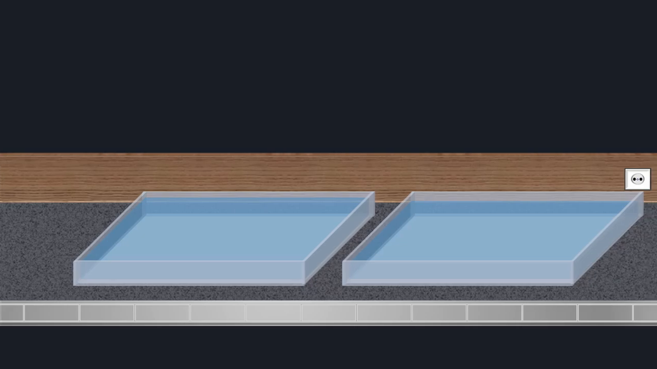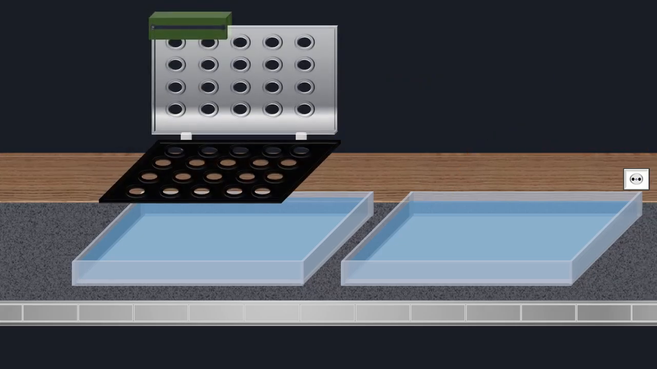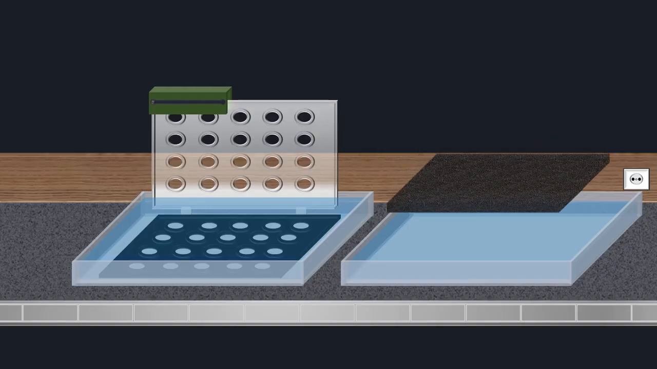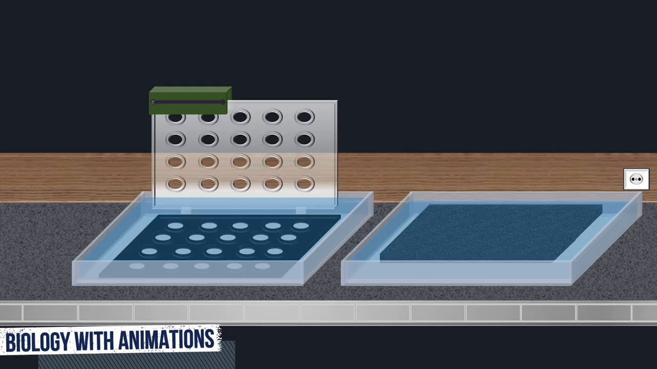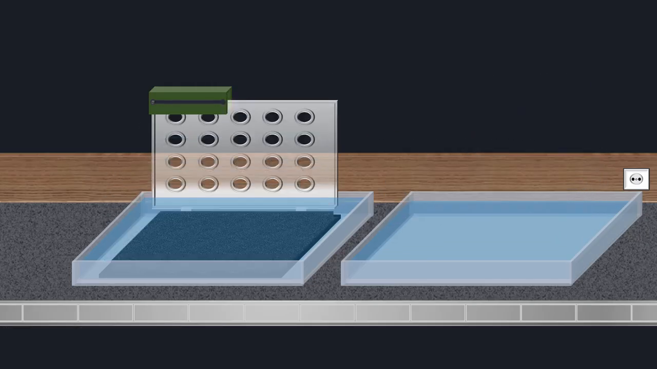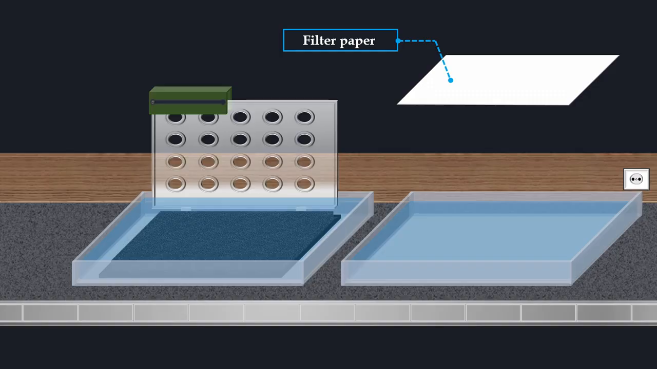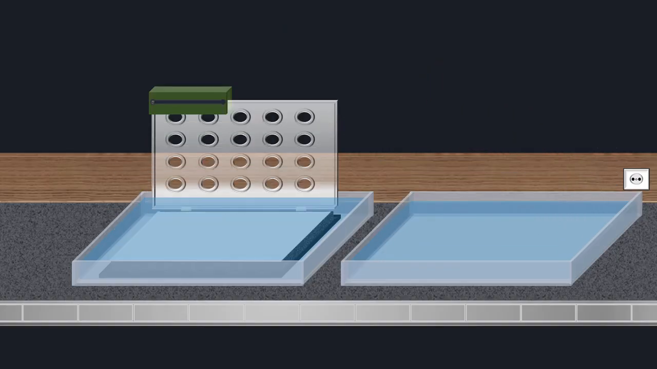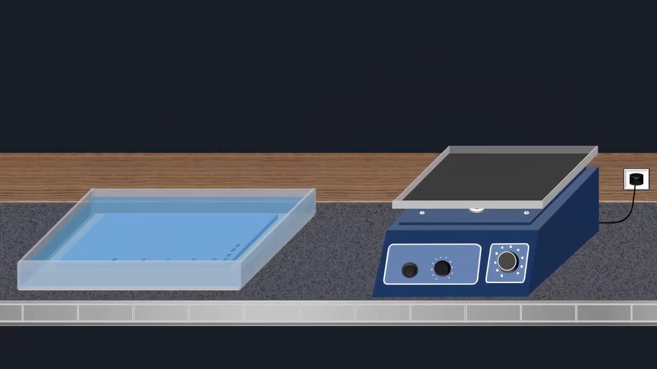To make a blotting sandwich, a gel holder cassette is immersed in the transfer buffer, with the black side down and the white side up and out of the buffer. Next, a fiber foam pad is immersed in the transfer buffer. Then, it is laid on the black side of the gel holder cassette. After that, a piece of filter paper is soaked in the transfer buffer. Then, it is placed on top of the fiber pad. Once the gel has been equilibrated in the transfer buffer, it is carefully placed on the blotting paper.